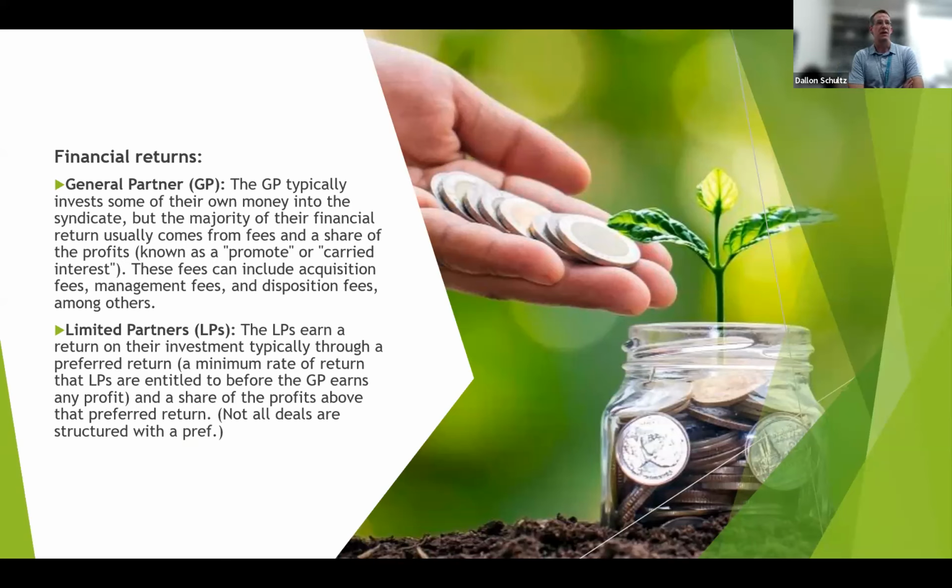The next piece I would like to cover is financial returns. The difference here is that general partners will typically invest some of their own money into a deal. They don't have to, and they don't always, but typically in a syndication you'll find that the general partner puts skin in the game, as they say, which is good. And you want to look out for that if you're coming into a deal passively.